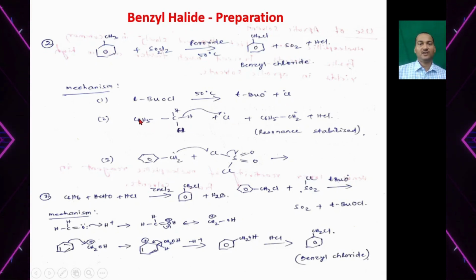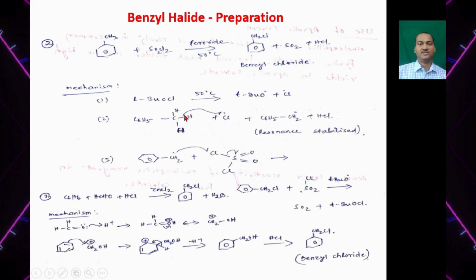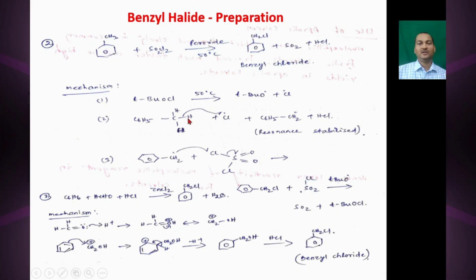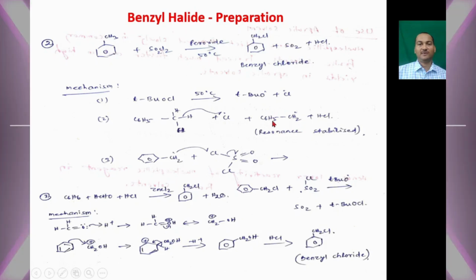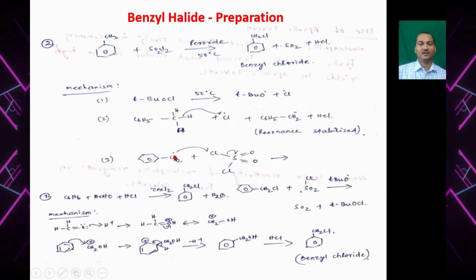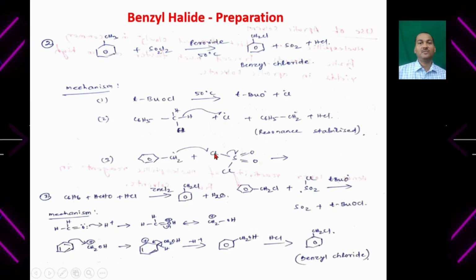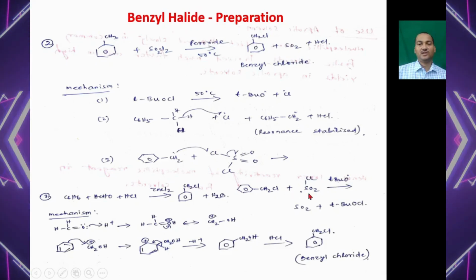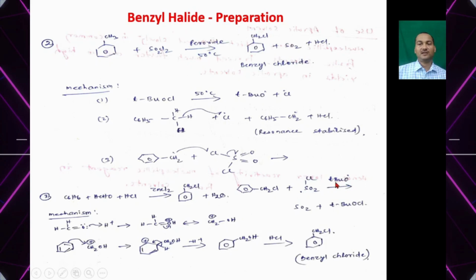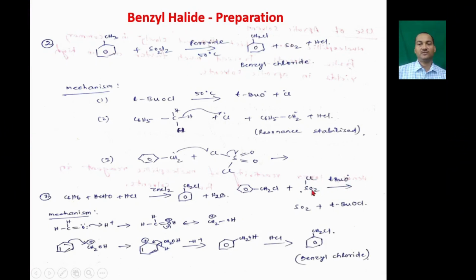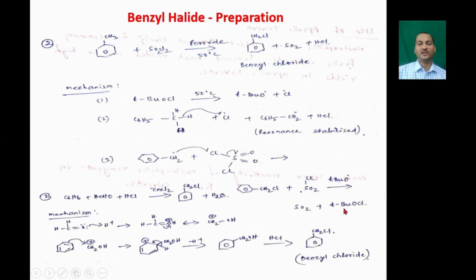This chlorine radical will abstract hydrogen from the toluene, giving rise to benzyl radical, which is resonance stabilized. Then this benzyl radical will abstract chlorine radical from SO2Cl2, giving rise to SO2Cl dot, and this would abstract chlorine from TBuOCl, giving rise to sulfur dioxide plus TBuOCl again.